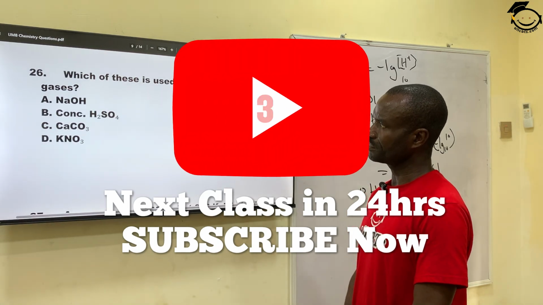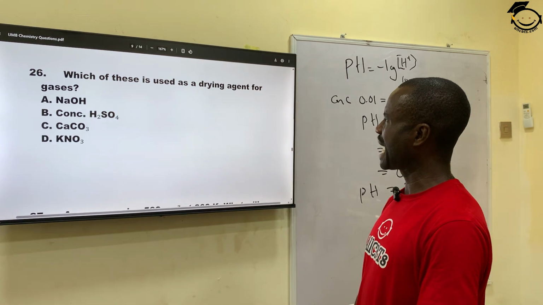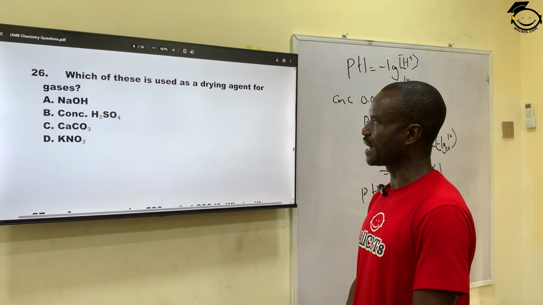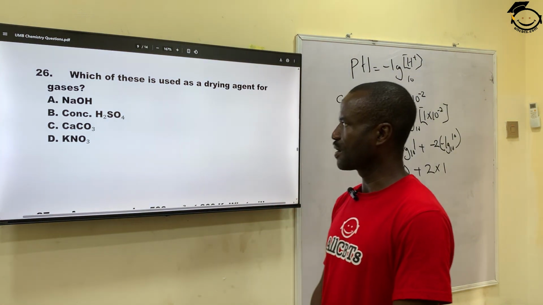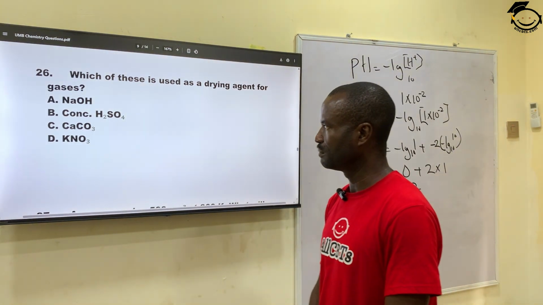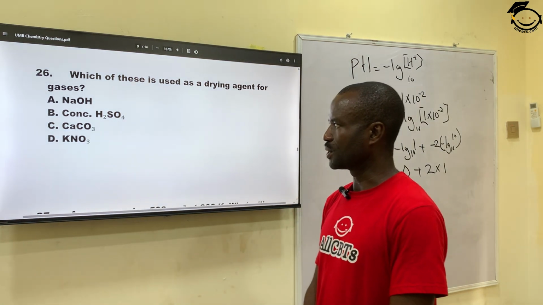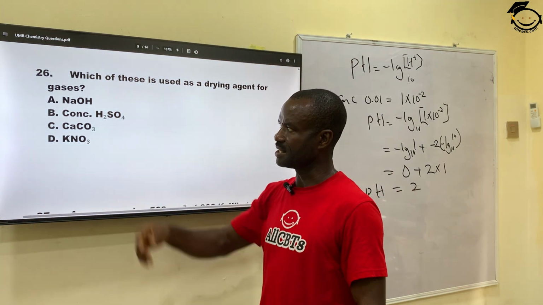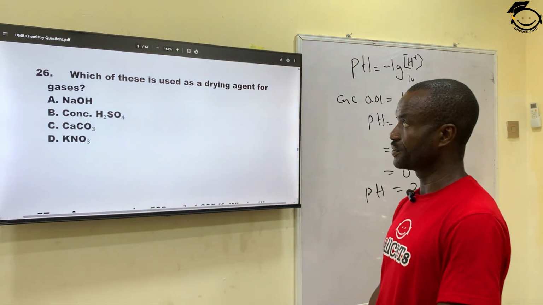Question 26. Which of these is used as a drying agent for gases? A, sodium hydroxide, B, concentrated H2SO4, C, calcium carbonate, D, potassium nitrate. The correct answer is B, concentrated H2SO4, used as a drying agent in the laboratory.